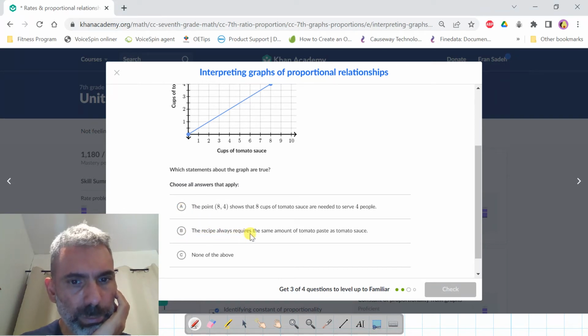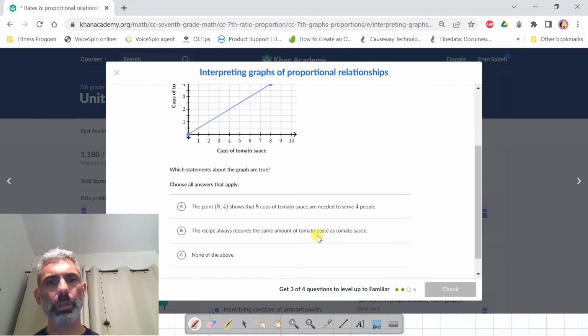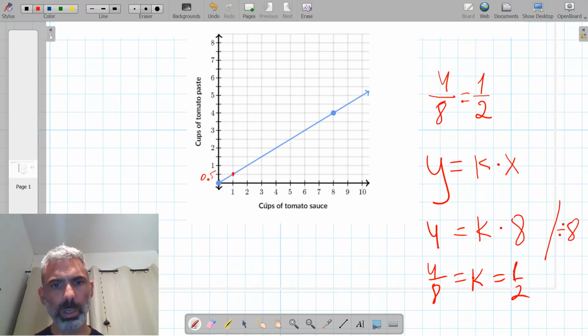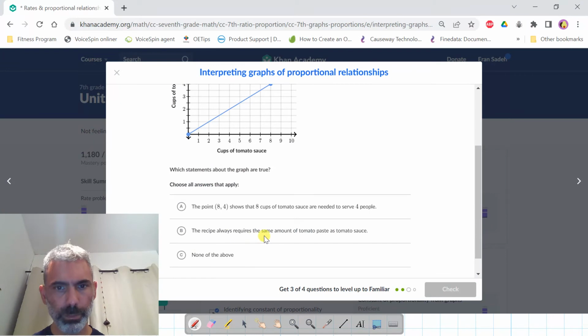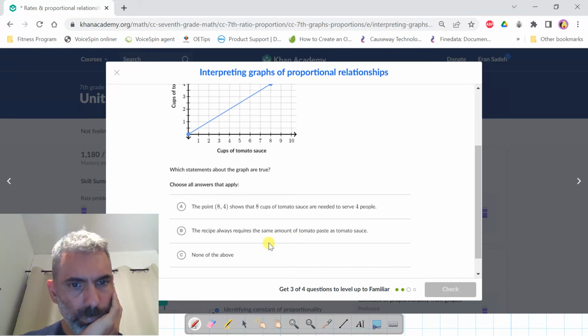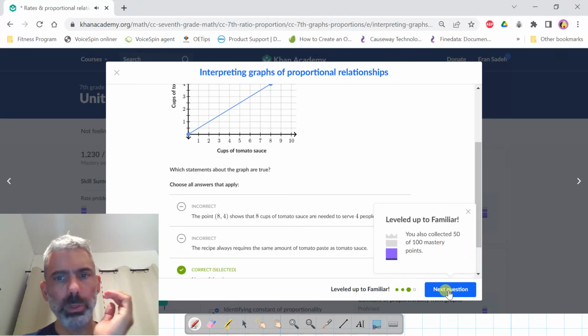The recipe always requires the same amount of tomato paste as tomato sauce. This is not correct, because we saw that for each cup of tomato sauce we need only 1/2 cup of tomato paste. So it's not the same amount. So none of the above. Good.